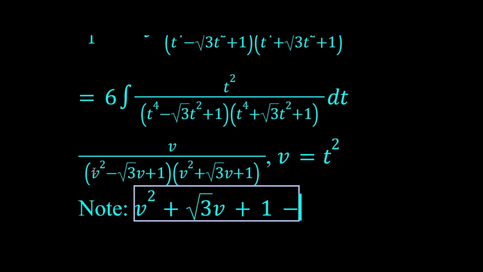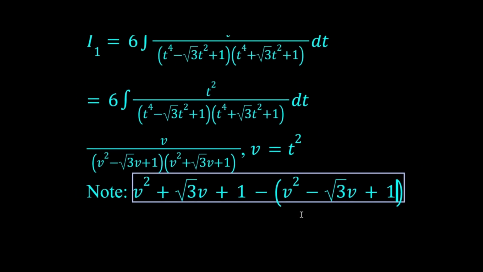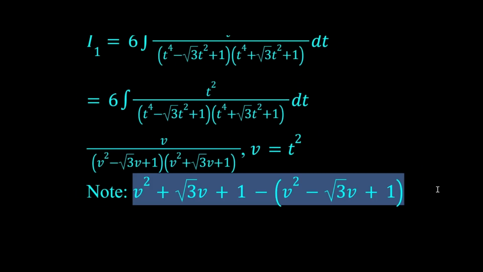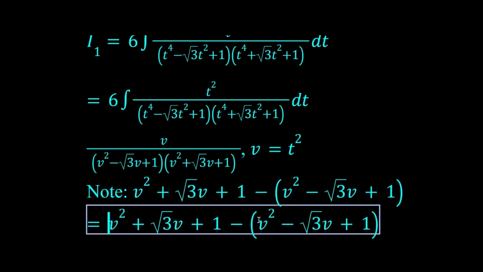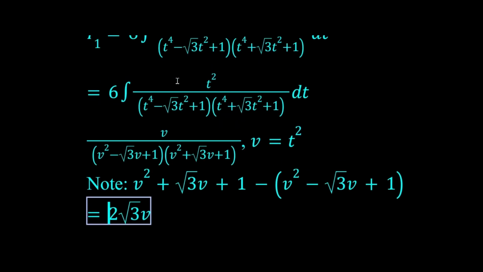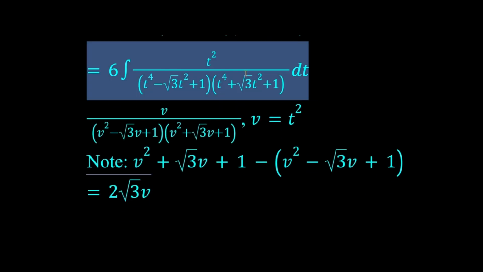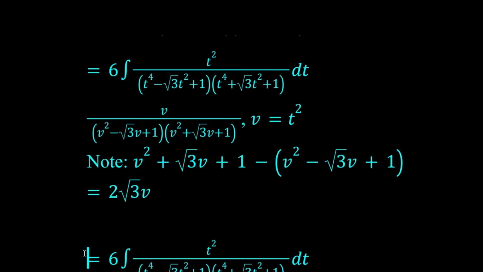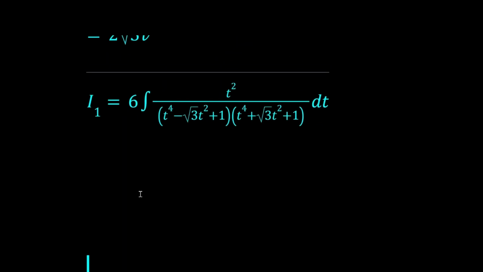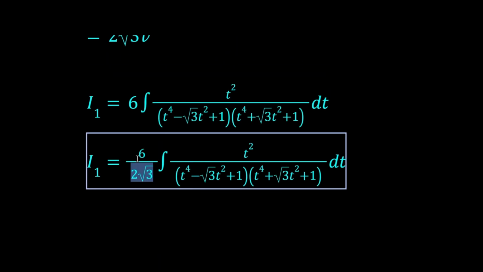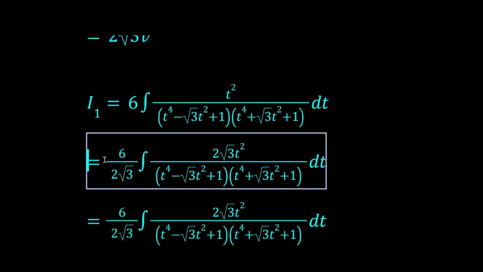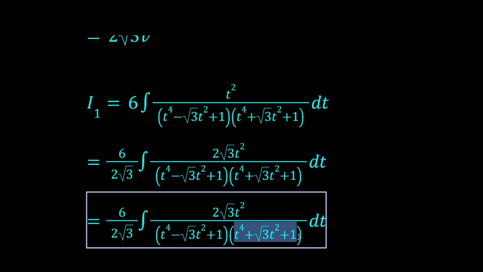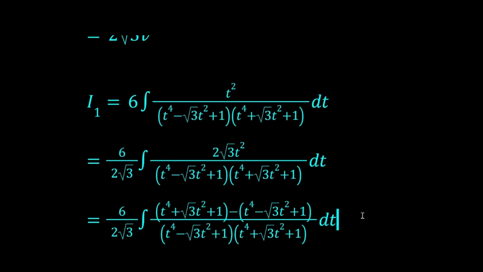Consider the difference of the two factors in the denominator. So that factor minus the other one, you'll see everything cancels out except the v term, which would become a 2 root 3 v. Yes, 2 root 3 times v. So that tells you that the difference of the factors in the denominator is basically similar to the numerator. So if we just put a 2 root 3 here and a 2 root 3 here, now we can write the numerator, which is 2 root 3 t squared, as the difference of these two things.